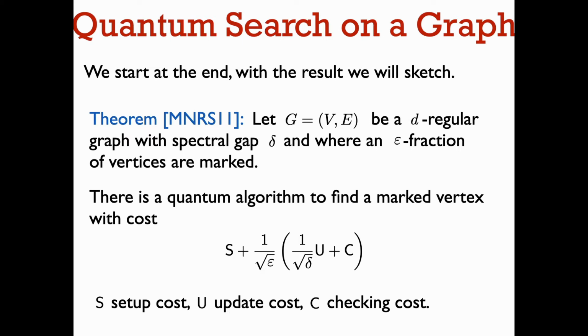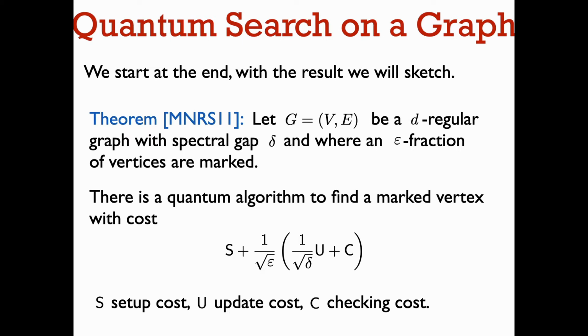Now suppose that the graph has spectral gap delta and that an epsilon fraction of the vertices of the graph are marked. The theorem says that there is a quantum algorithm to find a marked vertex with constant probability with total cost S plus 1 divided by square root of epsilon times the quantity 1 divided by square root of delta times U plus C.